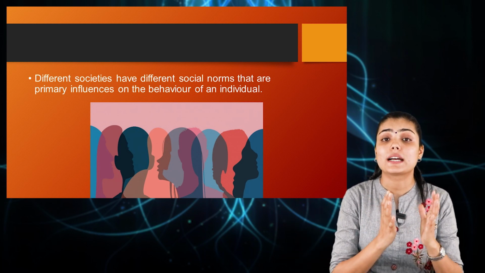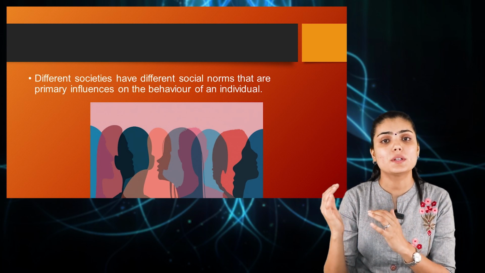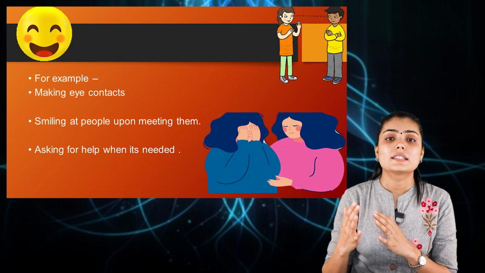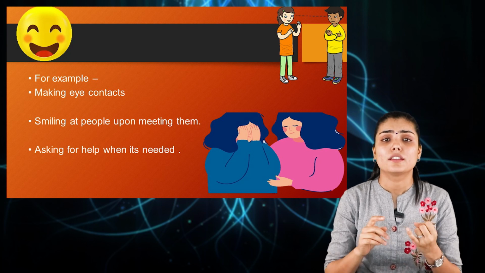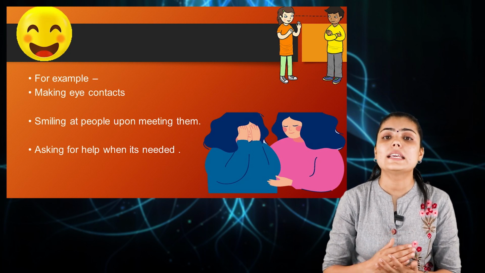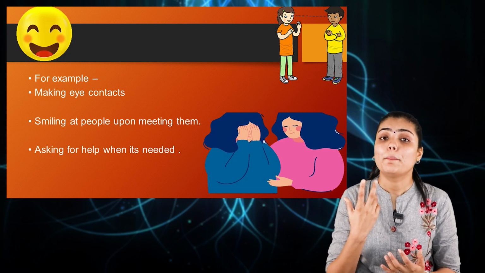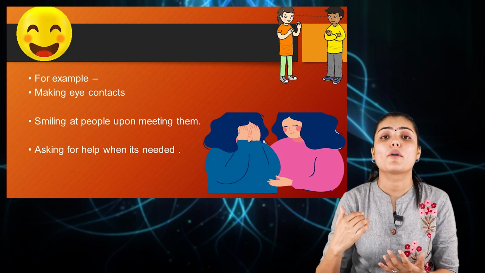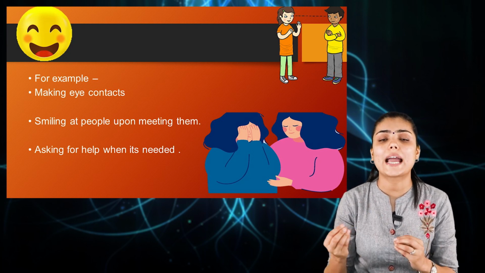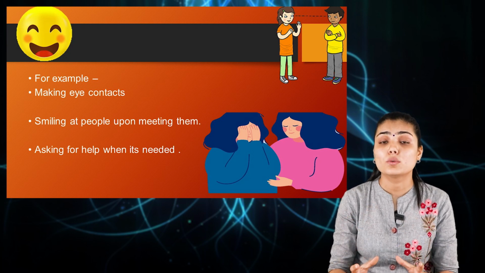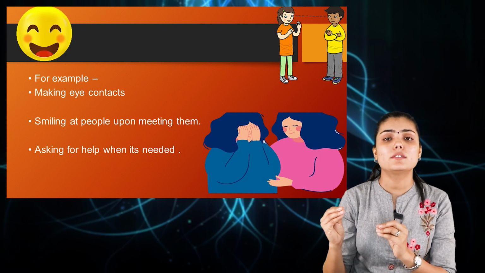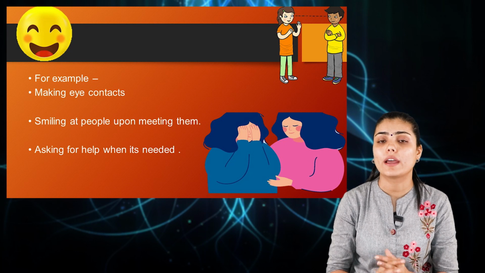Now, these social norms play a major role in an individual's social behavior. Now, what are certain social norms? Let us see a few examples of social norms. The first one is making eye contact. Then smiling at people upon meeting them, and asking for help if it is needed by someone else. So these are all different kinds of social norms. These are the rules or set of standards that are guided by the society. So social norms have a vital role in shaping the social behavior of an individual.